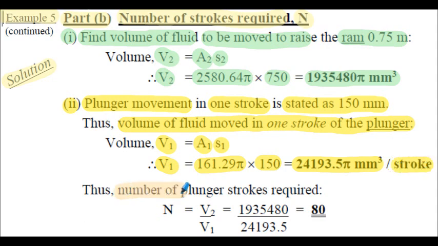So to calculate the number of plunger strokes required, capital N here, is simply V2 divided by V1. Inserting the values, notice I've ignored the pi value because of course that cancels top and bottom. Number of strokes required on the input is 80. Again, you see the slight disadvantage of this system is that the movement on the plunger side, the input side, is very significant to raise the load on the output side.